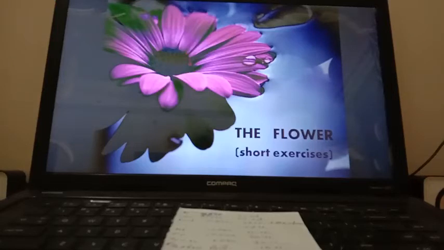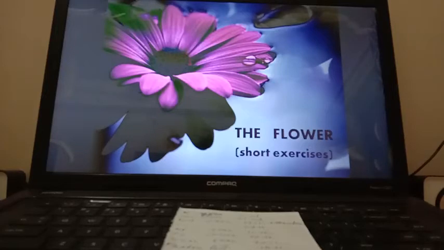Now true or false. First one, testa is the outer protective covering of fruit, that is false. In place of testa it should be epicarp. Number 2, the fruit of apple is a true fruit as it develops from fleshy thalamus. It is also false. In place of true fruit it should be false fruit.